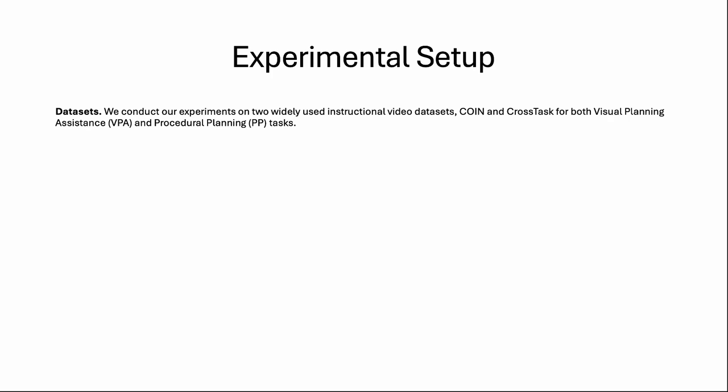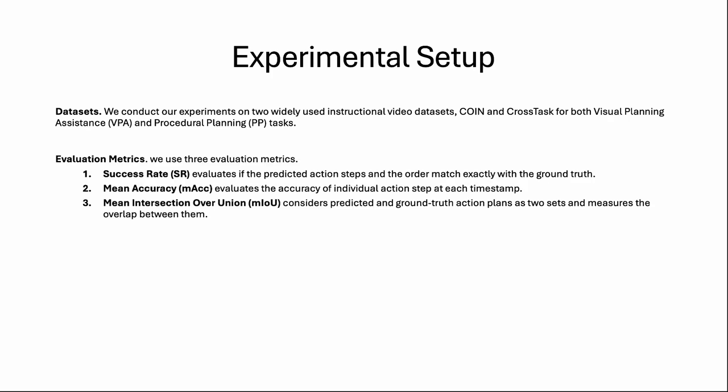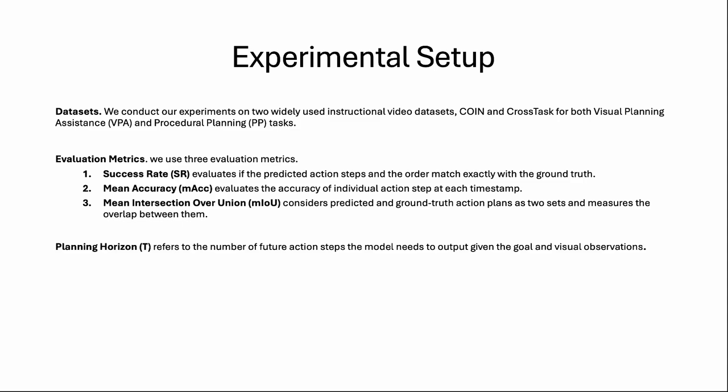Datasets. We conduct experiments on 2 widely used instructional video datasets, COIN and CrossTask, for both procedural planning and visual planning for assistance. Evaluation metrics. We use 3 evaluation metrics. Success rate evaluates if the predicted action steps and the order match exactly with the ground truth. Mean accuracy evaluates the accuracy of individual action steps at each timestamp. Mean intersection over union considers predicted and ground truth action plans as 2 sets and measures the overlap between them. Planning horizon refers to the number of future action steps the model needs to output given the goal and visual observations.